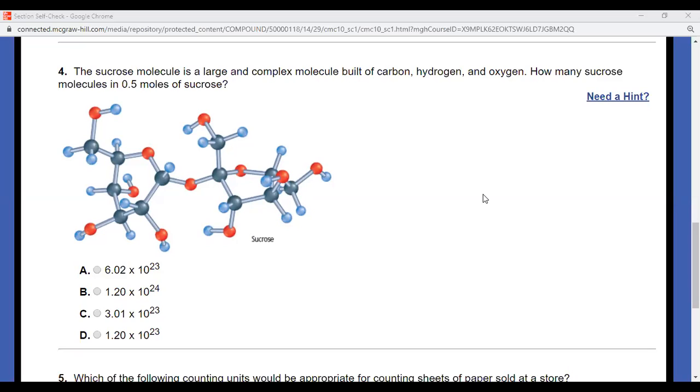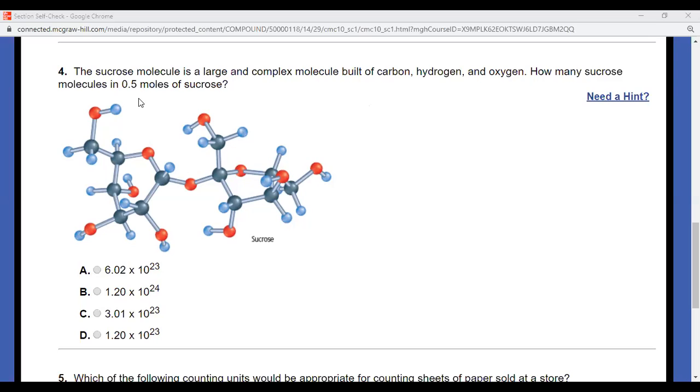Okay, I said before, how can we get the number of molecules? Number of molecules equals what? Number of molecules equals number of moles times Avogadro's number. So what is the number of moles? 0.5. Okay, 0.5 times Avogadro's number. If you have a calculator now, multiply 0.5 times 6.02 times 10 power 23, equals what?